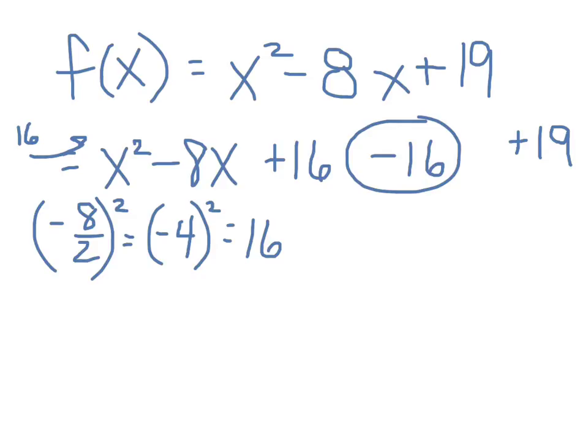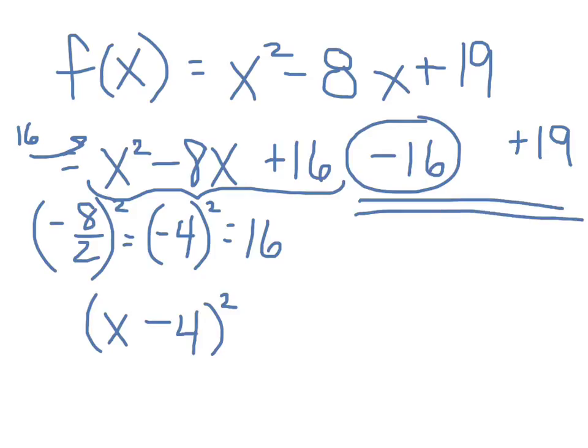So now, these three pieces, and just these three pieces only, factor that. What times what gives me x squared? What times what gives me 16 but adds to be negative 8? Negative 4, negative 4. These two numbers. What's negative 16 plus 19? 3.